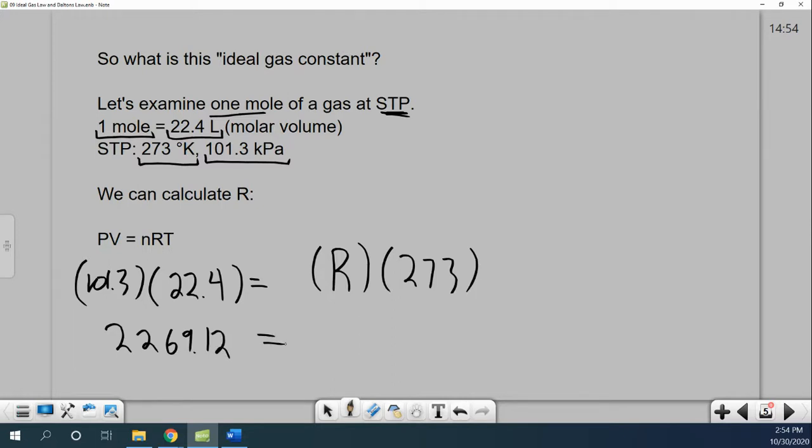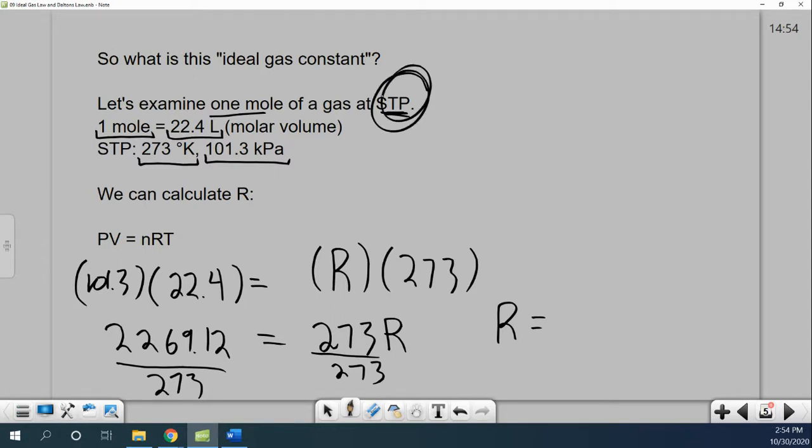2,269.12 equals 273 times the ideal gas constant. I just switched the order because it looks nicer. Divide both sides by 273 to get R on its own. And I should get, yep, there it is. R equals 8.31. So for any gas at standard temperature and pressure, R is always the same number. It's a constant. Constant means it doesn't change. So anytime you're at standard temperature and pressure, you will always have an ideal gas constant of 8.31.